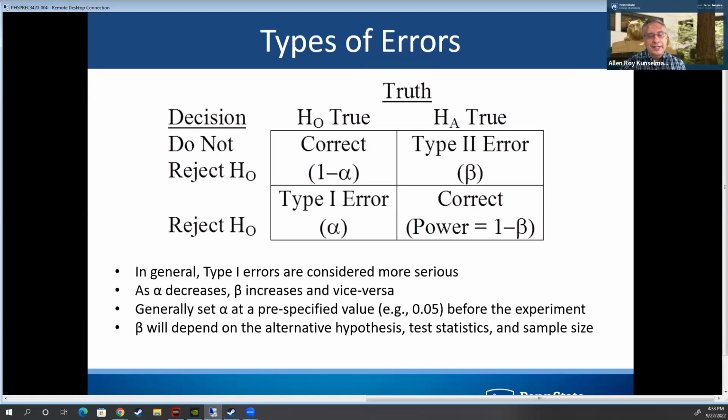A type 1 error is when the null hypothesis is true, but you claim there is a difference, you reject the null. In general, type 1 errors are considered much more serious. As your type 1 error decreases, your type 2 error will increase and vice versa. Generally, you'll see your type 1 error set to 0.05 before the experiment, but 0.05 isn't a magic number. You can have your type 1 error be 0.01, which can require a larger study. And your type 2 error is going to depend on your alternative hypothesis, test statistic, and sample size.